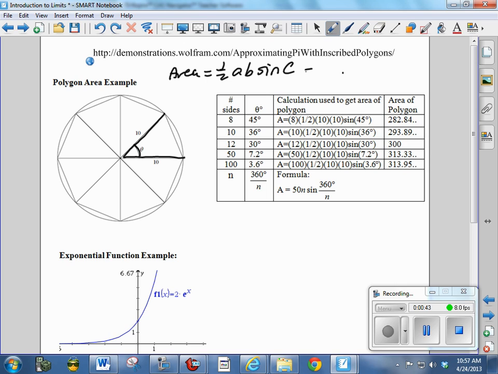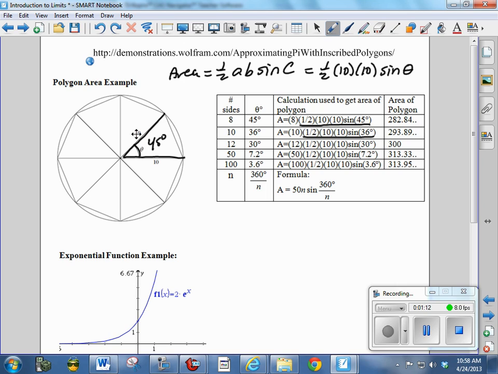In this case, it's going to be 1/2 times 10, where A and B are both 10 here, times 10 times sine of whatever theta is. So that's where we get this little section in the chart. The number in front is just the number of triangles. There are 8 triangles, and this is the area of one of them because that's a 45-degree angle to start with. If we compute the area, we get 282.84.